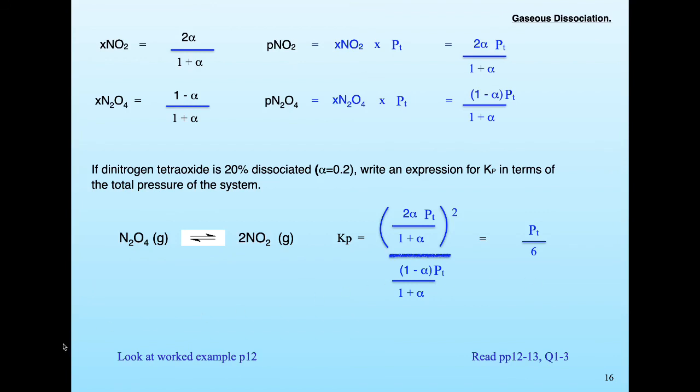Right, have a look at the worked example on page 12, and you can read these pages and try the questions.